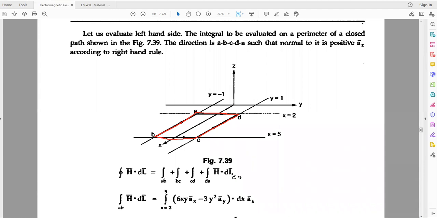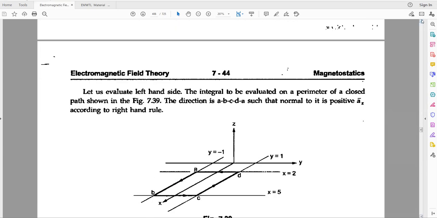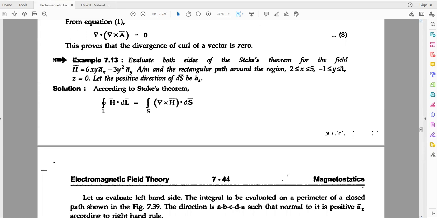H bar dot dl bar is equal to integral AB, integral BC, integral CD, and integral DA of H bar dot dl bar. Okay, integral AB of H bar dot dl bar is equal to the x value. You can take x from 2 to 5. Why am I taking 2 to 5? They gave the range of x as 2 to 5, y as minus 1 to 1, and z equal to 0.